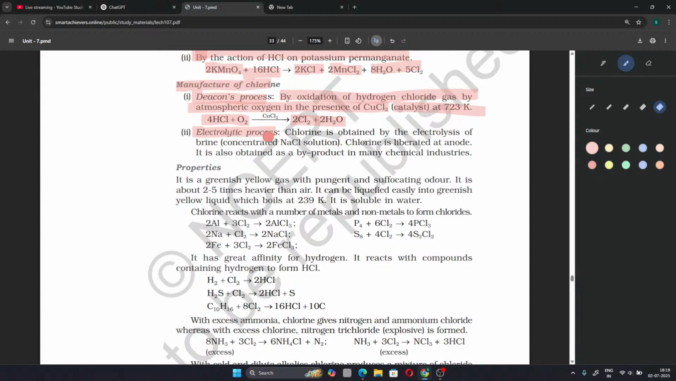Electrolytic process: the second industrial method is the electrolytic process. Chlorine is obtained by the electrolysis of brine. Concentrated NaCl solution is called brine, a concentrated or saturated solution of NaCl. By electrolysis of the solution, we can obtain chlorine and alkali as well, which means the NaOH preparation reaction. Chlorine is liberated at the anode. It is obtained as a byproduct in many chemical industries.